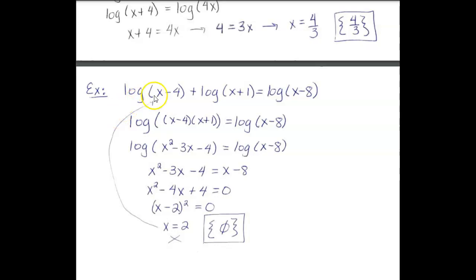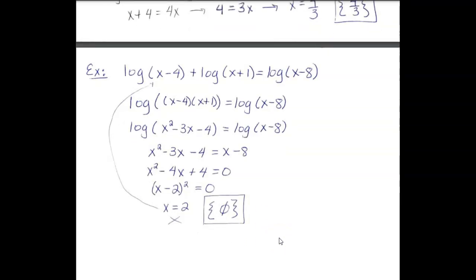However, when I check, 2 minus 4 is -2. We cannot have a negative inside of here. So if that was the only solution that I got and I checked it and it did not check out and is not valid, we just simply have the empty set, no solution.